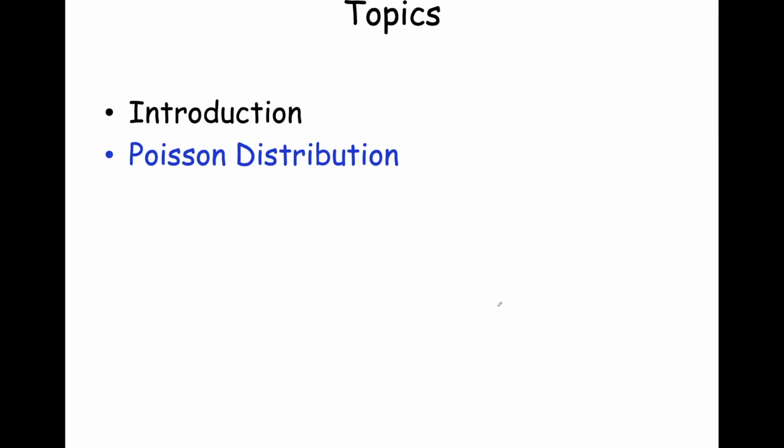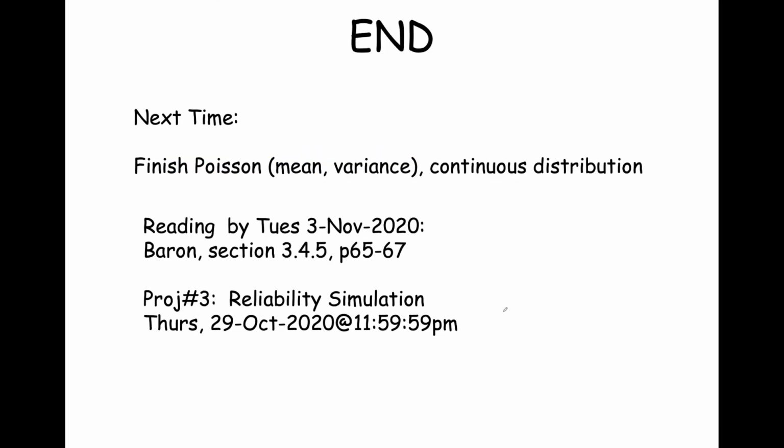So with that, we will end there. Next time, we will finish our conversation on the Poisson by developing and deriving the expression for the mean for the Poisson distribution and the variance. And then we'll transition to so-called continuous distributions.